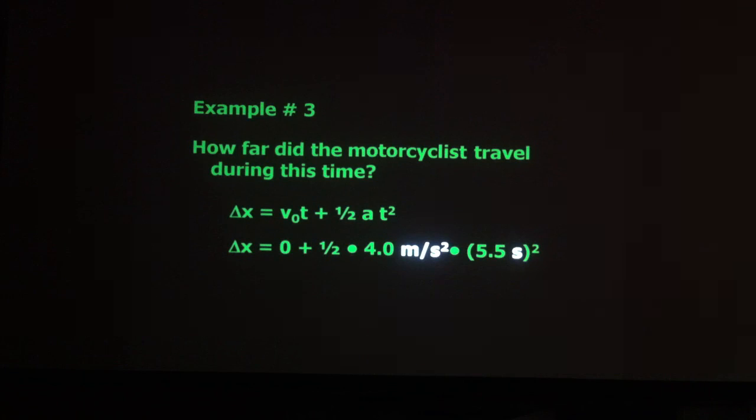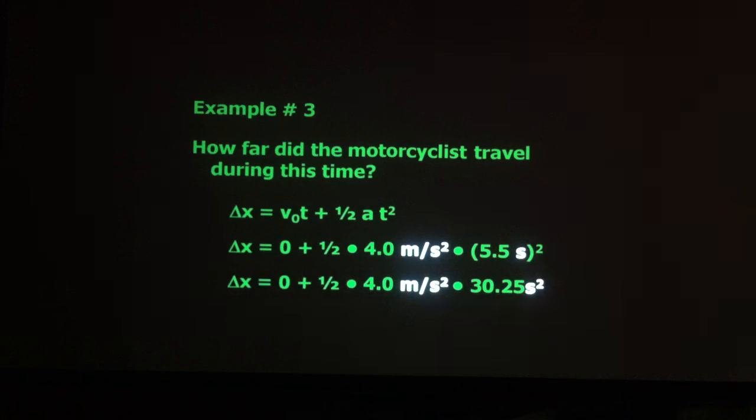So remember order of operations. We have to square the time first. So what is 5.5 squared? I'll let you plug that in your calculator. That's right. It's 30.25. And we have to also apply that square to the unit as well. So we have 30.25 seconds squared. Don't go and square the number again. You've already squared the time and you squared the unit. And we need to now multiply that by 4.0 meters per second squared and 1/2. And what do you get? That's right, you get 61.